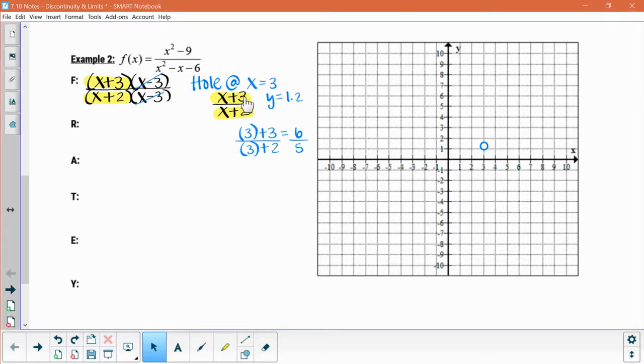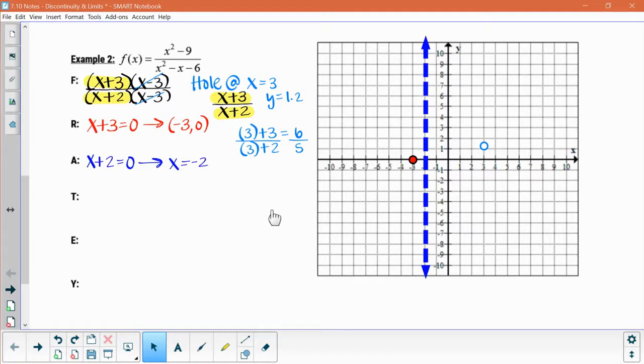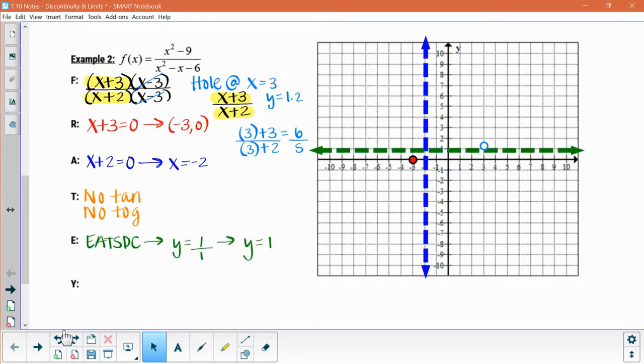So my roots come from my numerator. I'm going to set x plus 3 equal to 0. My first root is going to be at negative 3, 0. Asymptotes come from the denominator, so I'm going to have a vertical asymptote at x equals negative 2. I don't have any twins. I only have two factors, so I have no tangency, no togetherness. End behavior, if I look at the highest exponent, I have an exponent of 1 and another exponent of 1. Since the exponents are the same, I divide my coefficients. My coefficient is 1 over 1, so my horizontal asymptote is at y equals 1.